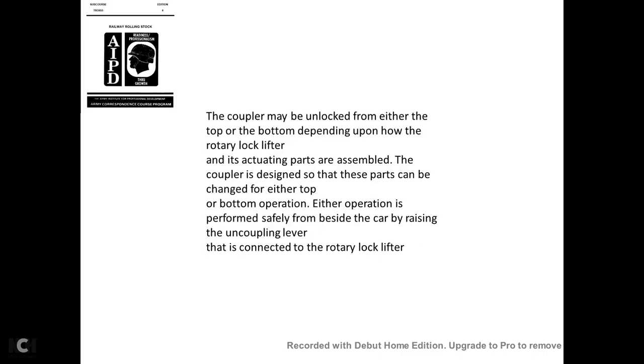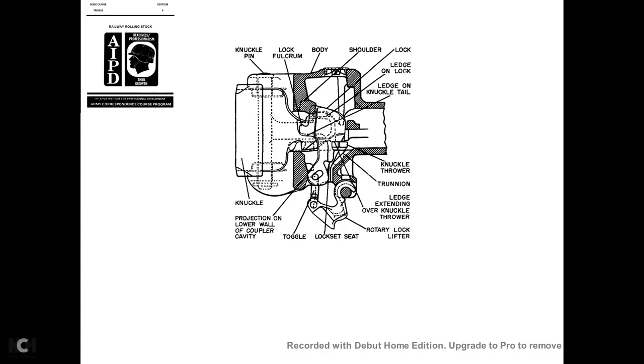It shows the coupler. The coupler may be unlocked from either the top or the bottom, depending on how the rotary lock lifter parts are assembled. The coupler is designed so that the parts can be changed for either top or bottom operation. Either operation is performed safely from beside the cars by raising the uncoupling lever. This is connected with the rotary lock lifter.